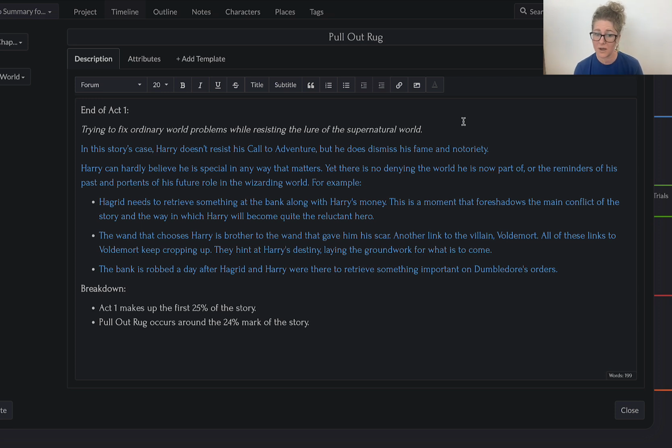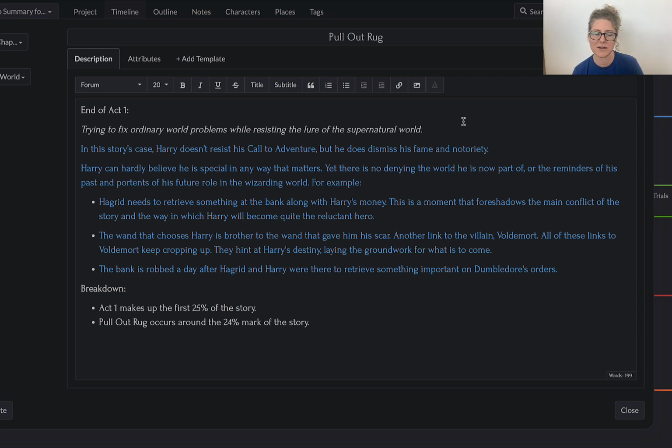the wizarding world. For example, Hagrid needs to retrieve something at the bank, along with Harry's money. This is a moment that foreshadows the main conflict of the story and the way in which Harry will become quite the reluctant hero. The wand that chooses Harry is brother to the wand that gave him his scar, another link to the villain Voldemort. All of these links to Voldemort keep cropping up. They hint at Harry's destiny, laying the groundwork for what is to come.